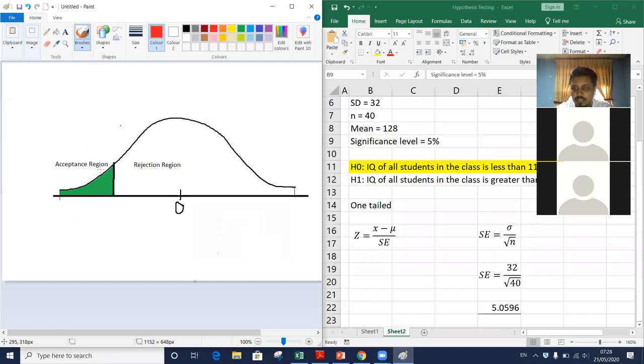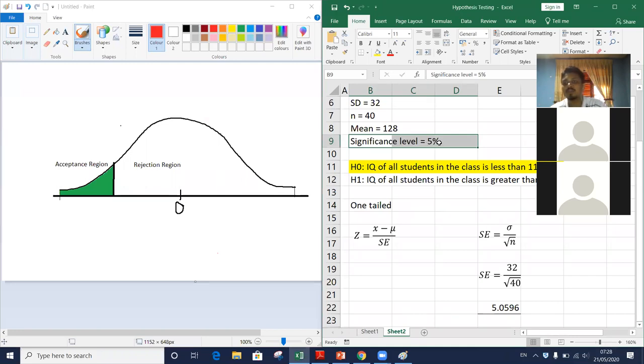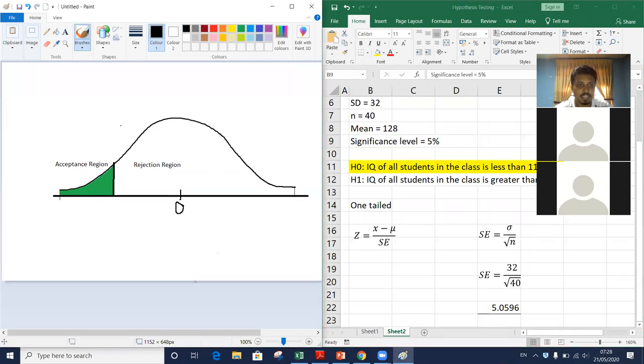After marking the acceptance and rejection regions, now we should know the Z value here. For that, we need to make use of the significance level. Significance level is equal to 5%. Right? The probability presented by this region is 5%.